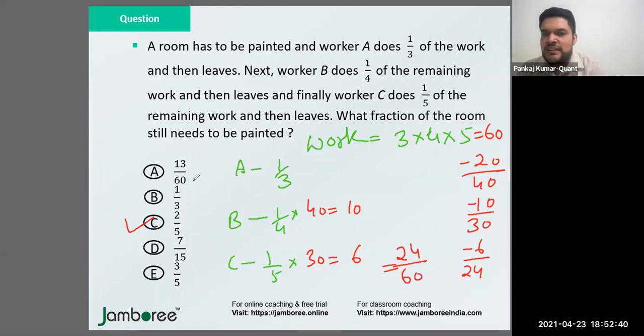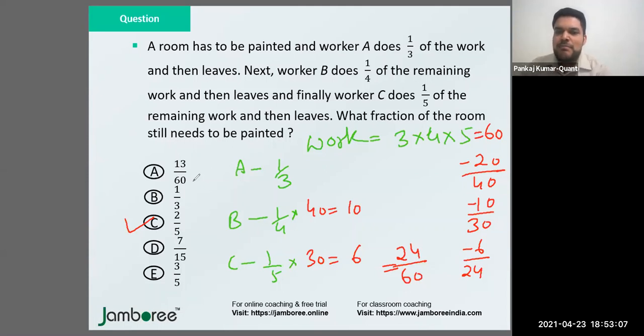Everyone understood what exactly we did here? We took the total work as 60. Then we start dividing. Okay, A does 1/3. Then B does 1/4 of remaining. Then C does 1/5 of remaining. Then we are left with 24 out of 60. Or let's say we have 60 chocolates to distribute. A took 1/3, B took 1/4 of remaining, C took 1/5 of remaining, and how much are we left with? We are left with 24 chocolates out of 60.